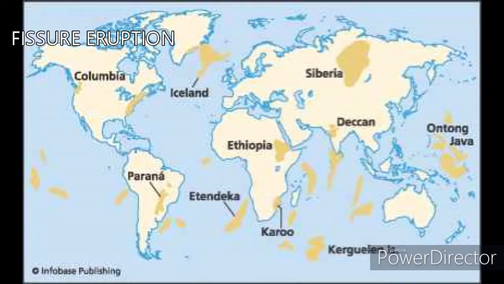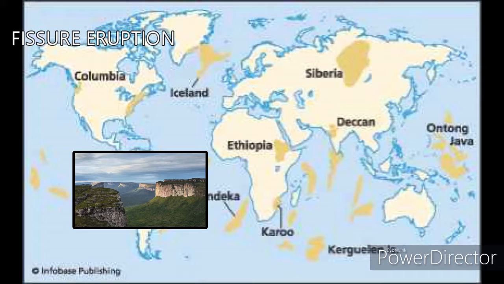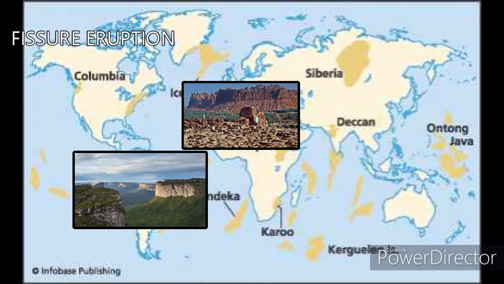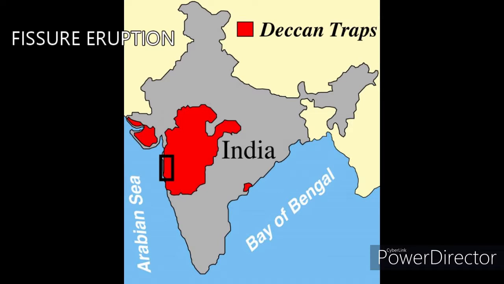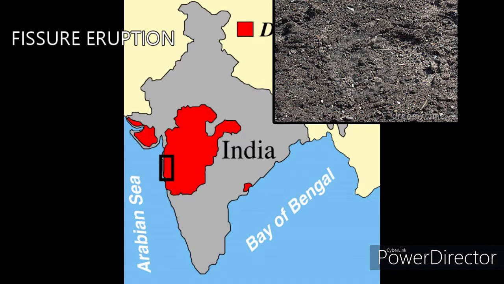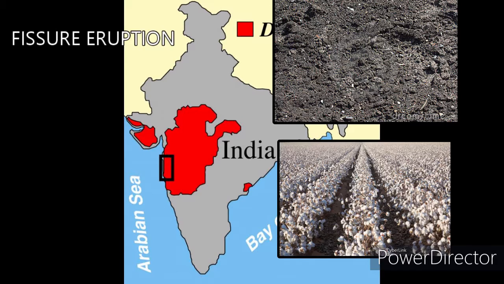Basalt plateaus are also found in Brazil in South America and Saudi Arabia in West Asia, and the Deccan Plateau of India, which is in Maharashtra and Gujarat. That is why we find black soil, which is used to produce cotton.